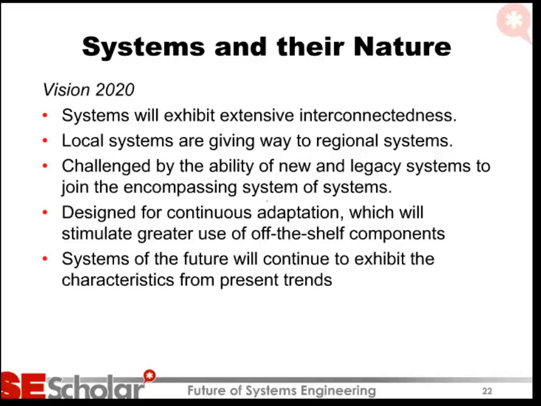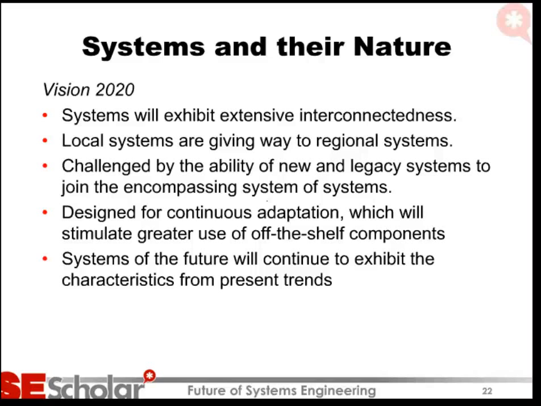All right, now, what about systems and their natures in the future? So we're going through this Vision 2020, and what they talk about is just the fact that systems will exhibit this interconnectedness that will allow them to interconnect even autonomously as they go forward. And of course, you'll get larger systems because of that, not just local systems, but they'll start going out regionally and even globally as they go forward.